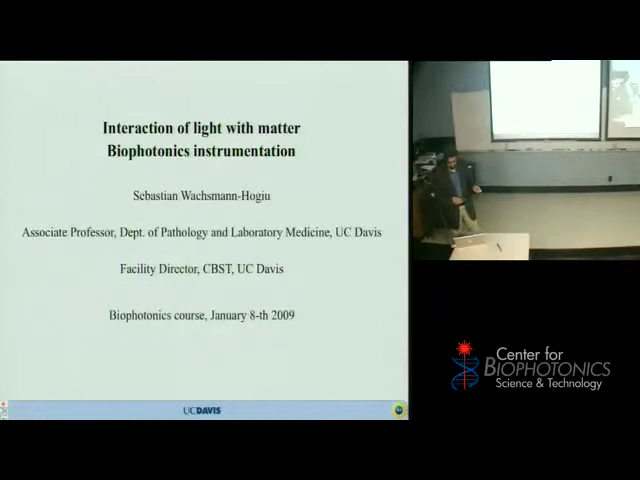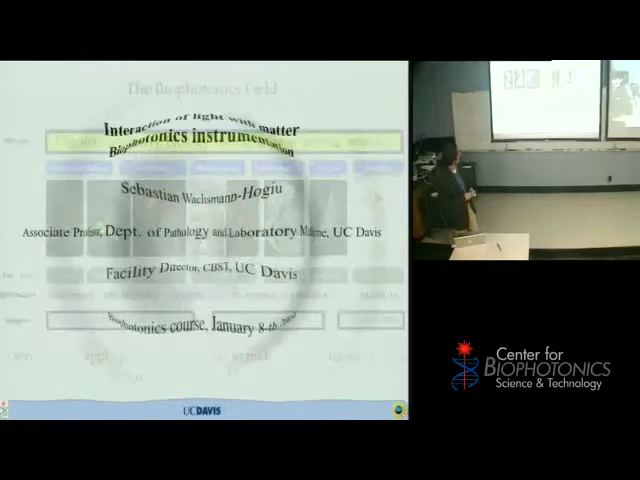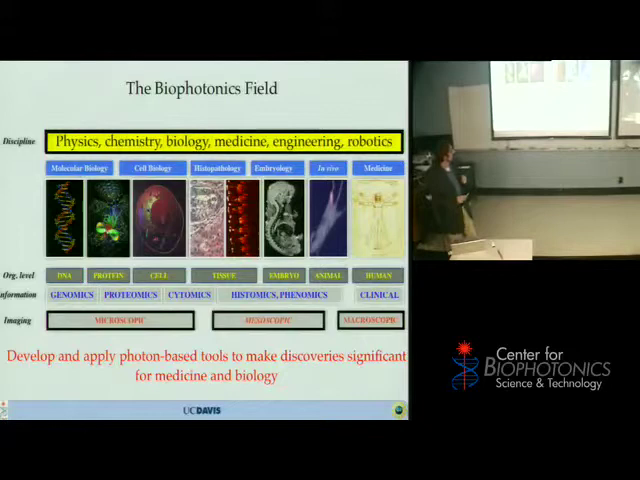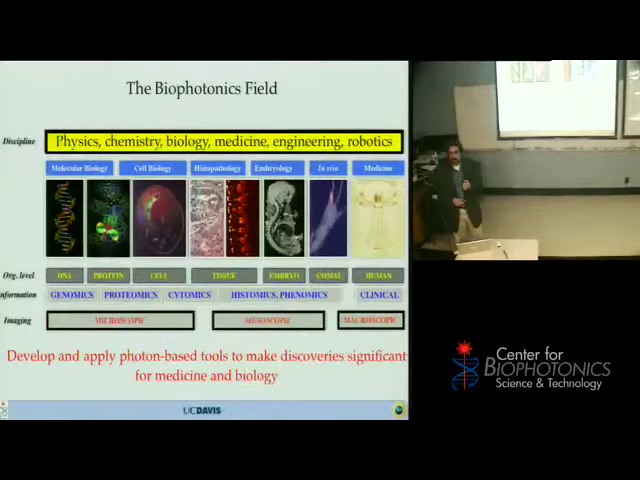But first of all, let me present the field of biophotonics. In biophotonics, you try to develop and apply photon-based technologies to make discoveries that are significant for medicine and biology. And for that, you need to put together knowledge from various fields, including physics, chemistry, biology, medicine, engineering. And you are trying to look at all levels of organization, ranging from molecules, DNA, proteins, and other molecules present in tissue and cells, going through cells and all the way up to humans. So it's a huge range that you're looking at. Therefore, you can imagine that you need to look at different scales: microscopic, mesoscopic, and macroscopic scales. And you need to develop technologies that are suitable for this.